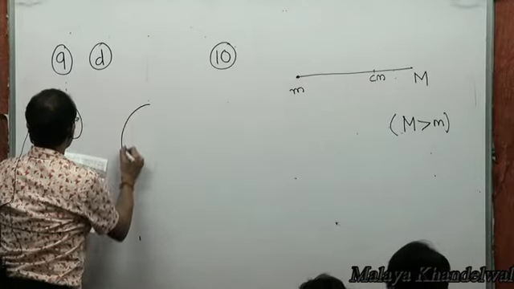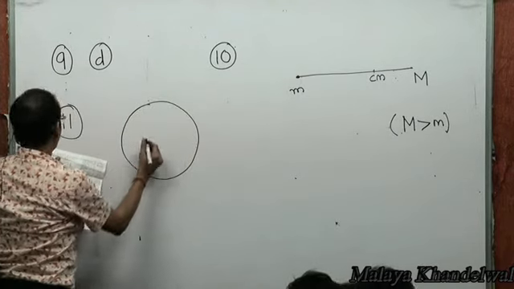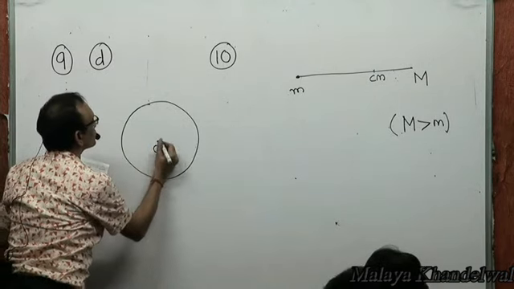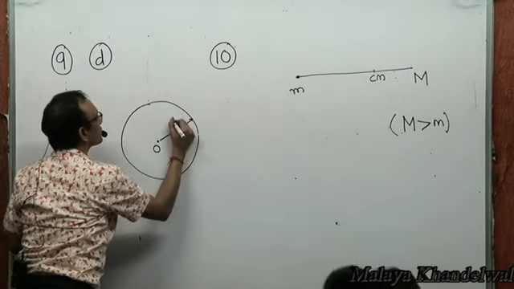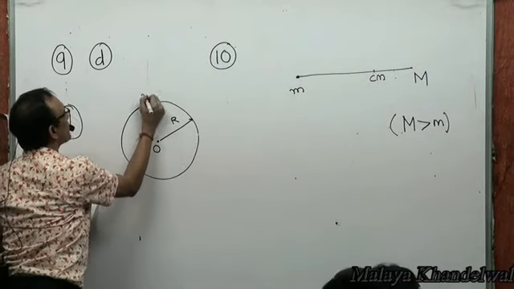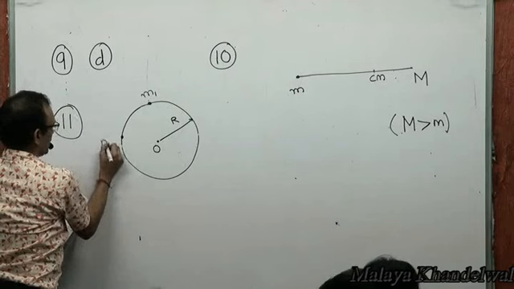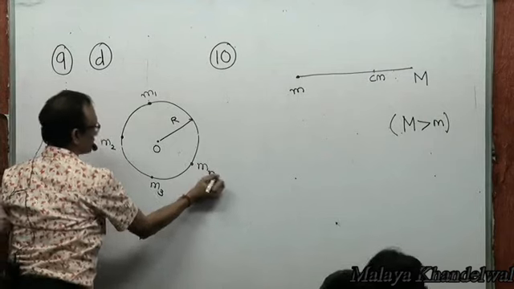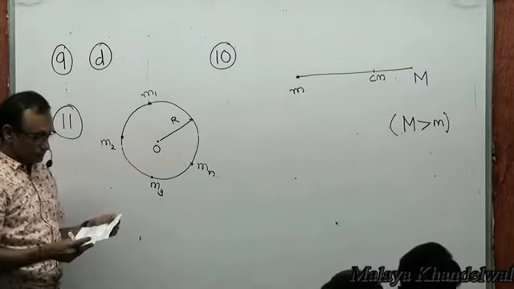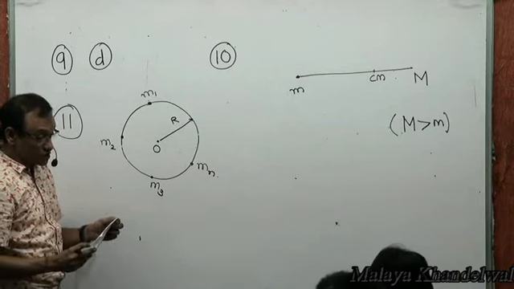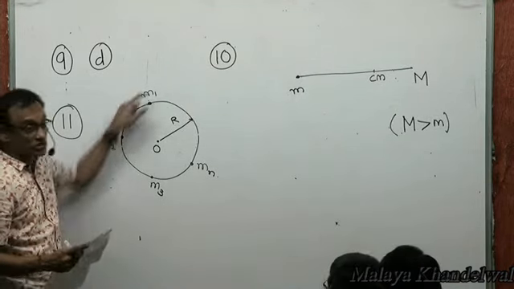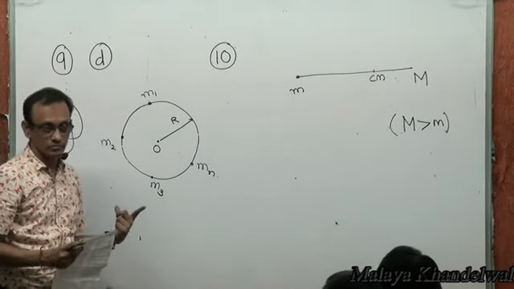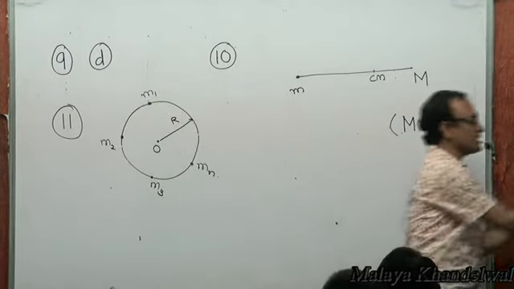Now, all particles of a body are situated at a distance r from the origin. If this is the origin, then on a sphere of radius r, there are very many particles, say mass m1, mass m2, mass m3, mass mn located. This is the origin. The distance of the center of mass of the body from the origin. This system has a certain center of mass. Its distance from the origin would be what? Less than r, greater than r, can't say anything, or equal to r.